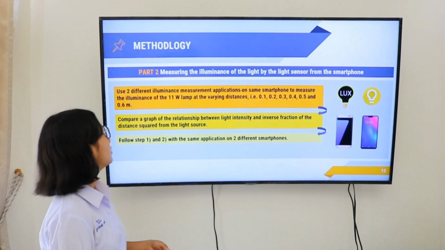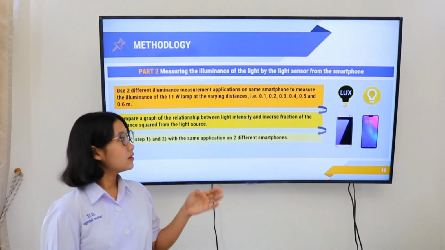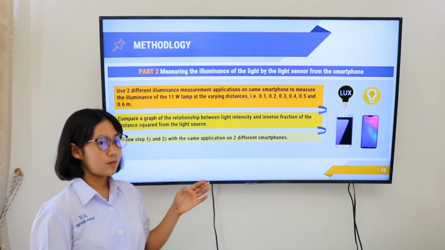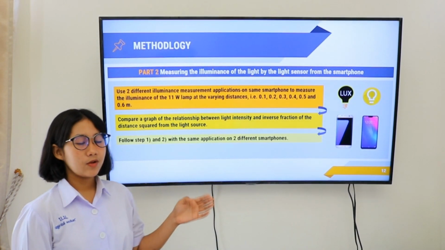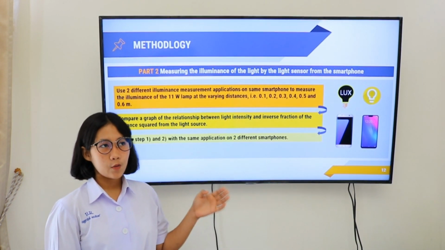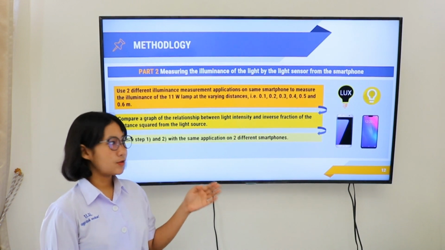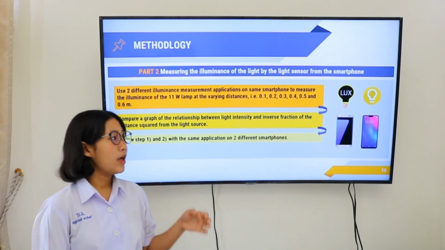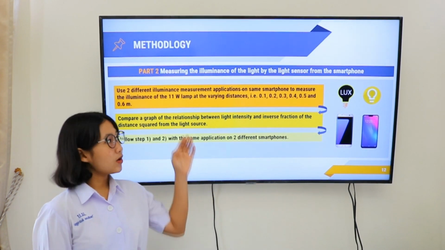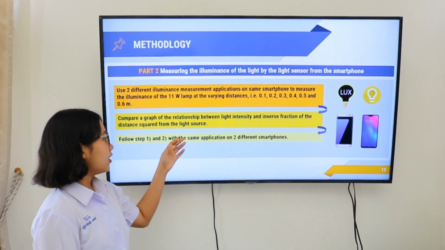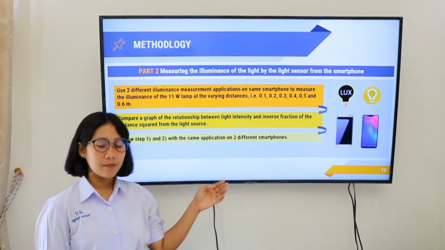So part 2. Using two different illuminance measuring applications on the same smartphone to measure the illuminance of the 11 watt lamp at varying distances, and find the relationship between the light intensity and the inverse fraction of the distance square from the light source. Then follow step 1 and step 2 by changing the smartphone while using the same application.